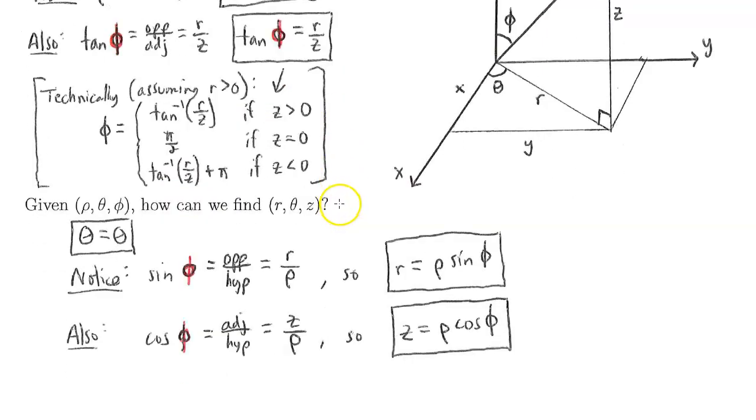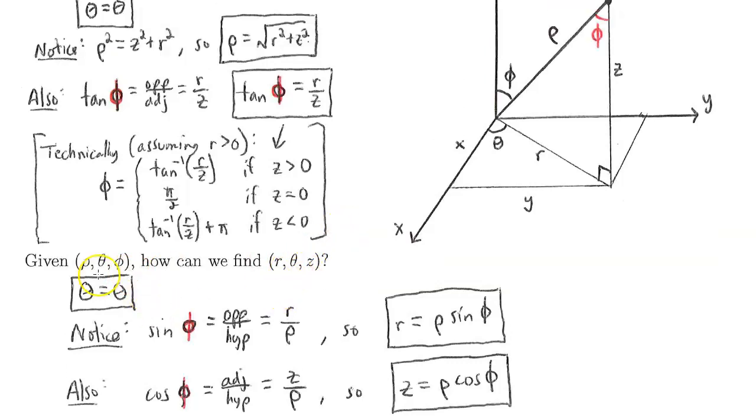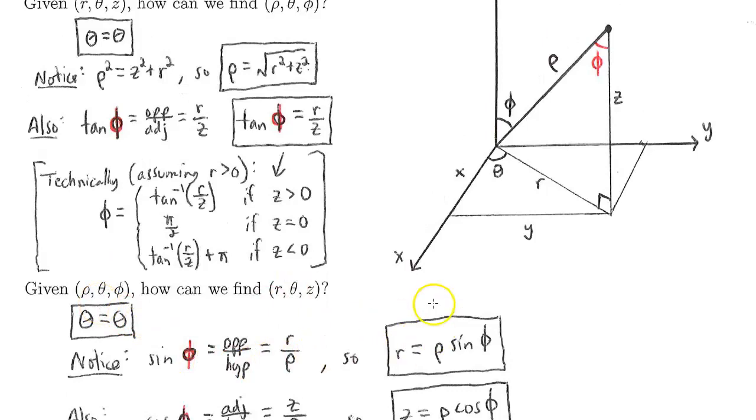Okay, now what about the other way around? Suppose we're given the spherical coordinates, rho, theta, phi, and we want to find the cylindrical coordinates, r, theta, z. How do we do that? Well, again, the theta is just the theta. That's easy. Okay, but then notice, look at this angle again here. What's sine of phi? Well, sine of phi is opposite over hypotenuse. It's r over rho. Okay, so if sine of phi is r over rho, multiply both sides by rho, and you'll get r is equal to rho sine phi. So notice we've written r in terms of rho and phi here. Okay, r is equal to rho sine phi.